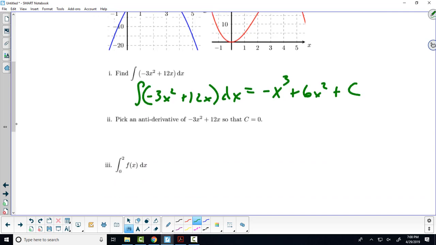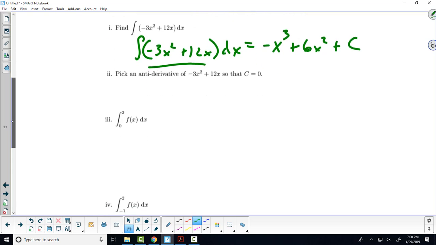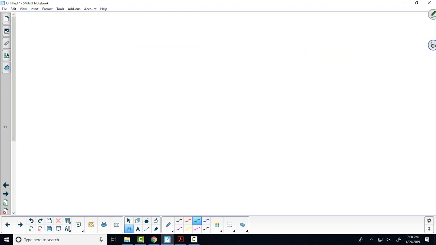Plus c, right? Because this just says give the antiderivative. So let's actually tackle this right now. I don't know if we've done this yet. Okay, so let me insert a blank page.